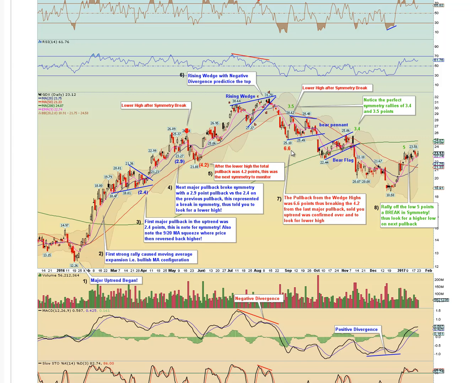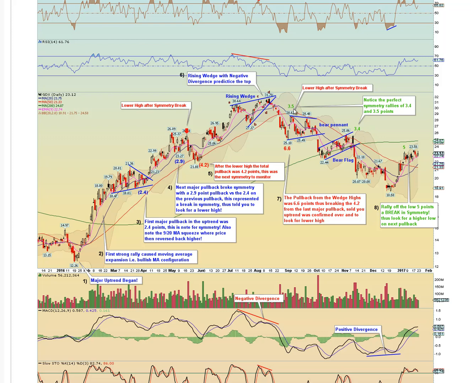You can see this pullback of $6.60 was larger than that. That showed you, hey, symmetry was broken, so look for a lower high on the next bounce from here. Lo and behold, that's what occurred. It formed a lower high, which allowed you to short or get out if you were long. Notice the rally here, 3.5 points. It formed a bear flag, sold off, and formed another bear flag.